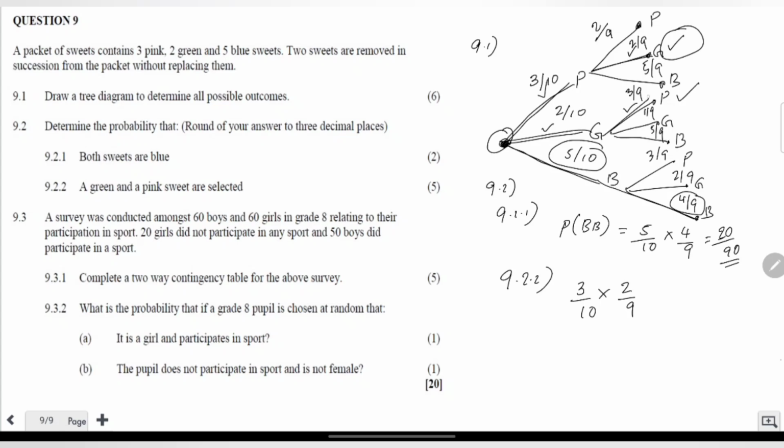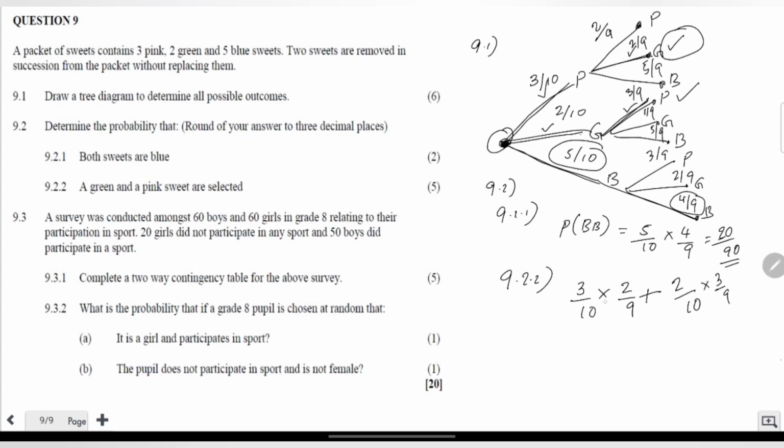This one and this one, isn't it? Sorry, this one and yes, same thing, this one. So you have to add because you are going to the next branch. So again along the branch, that is 2 over 10 times 3 over 9 times 3 over 9.